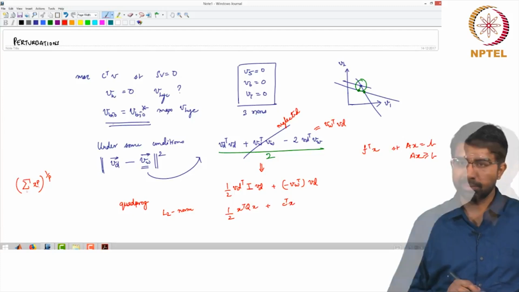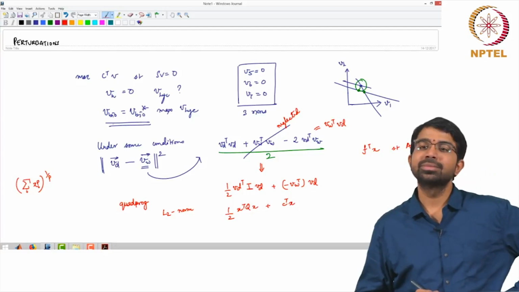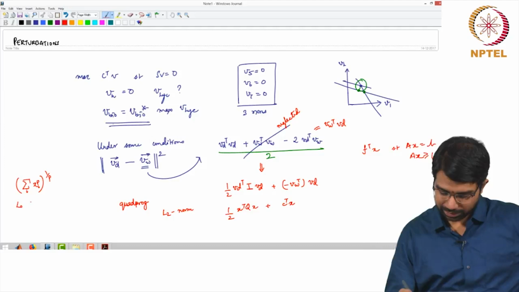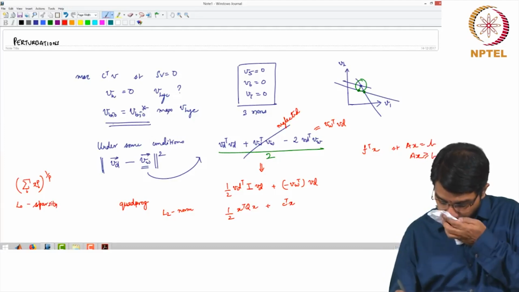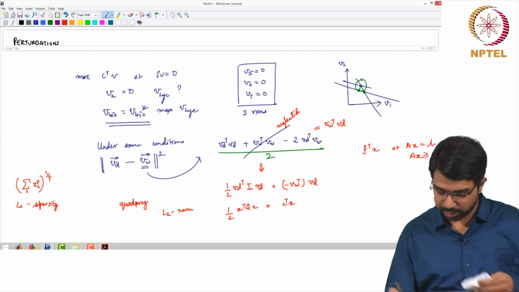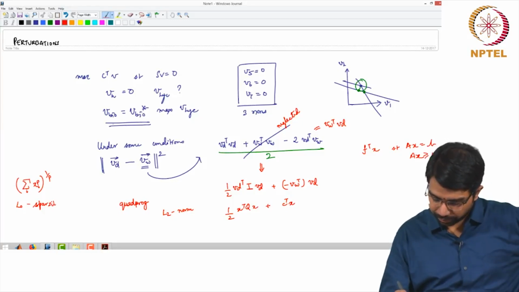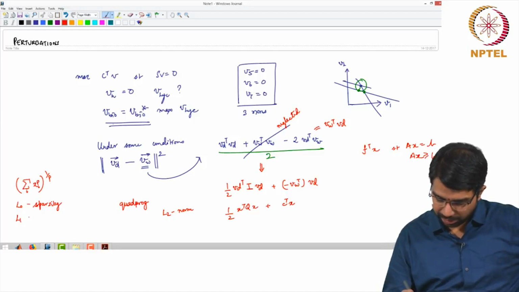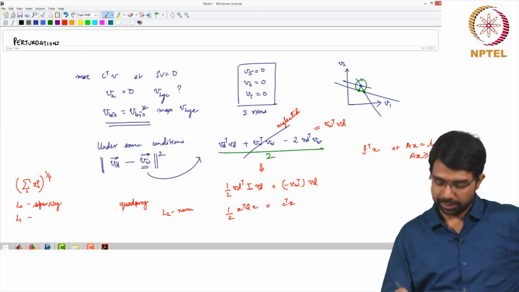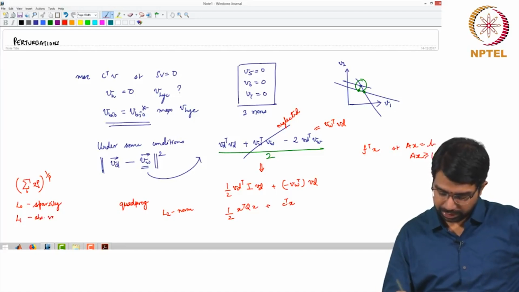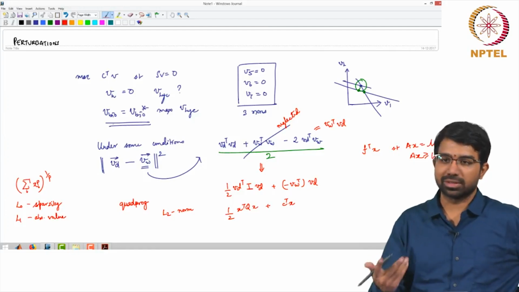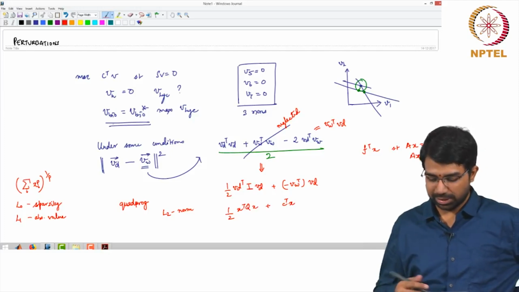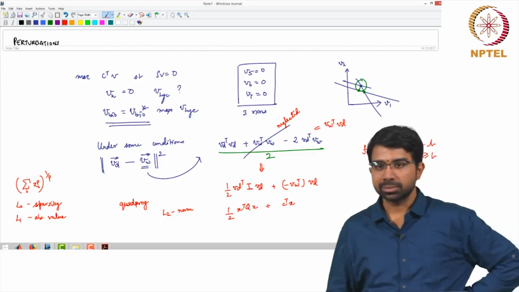This is the P norm. So what is L0? L0 talks about sparsity, L1 is just absolute value, L2 is your normal vector Euclidean distance essentially, and so on. These are the more important norms.